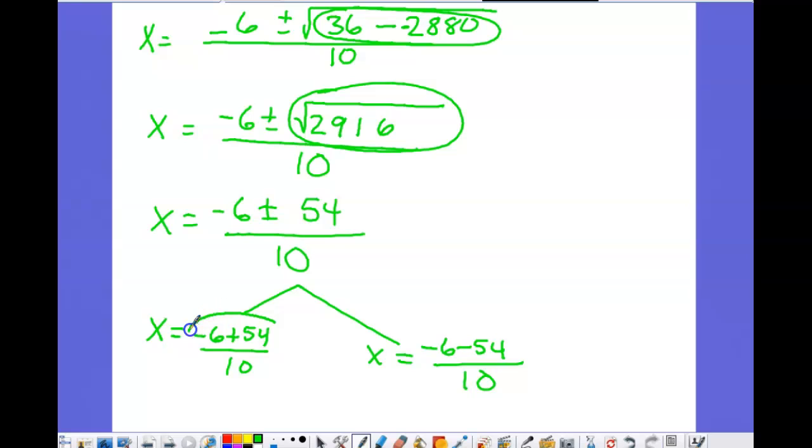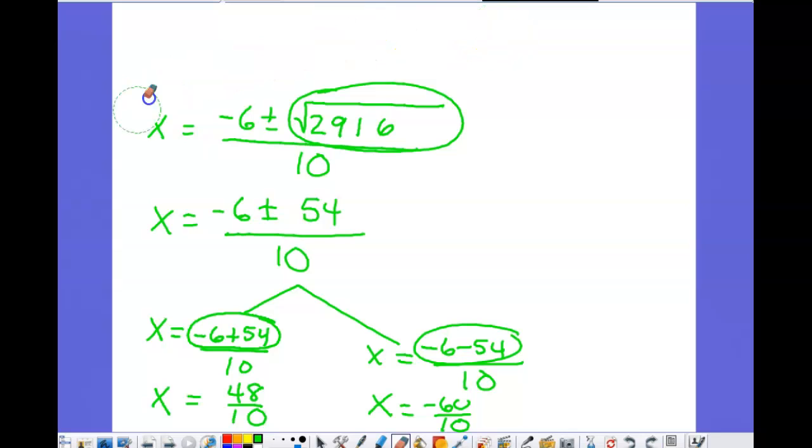So let's do the top here. What is negative 6 plus 54? Just use your phones if you need to. 48. And this would be negative 60, right? I'm out of space, so I got to come back up here again.